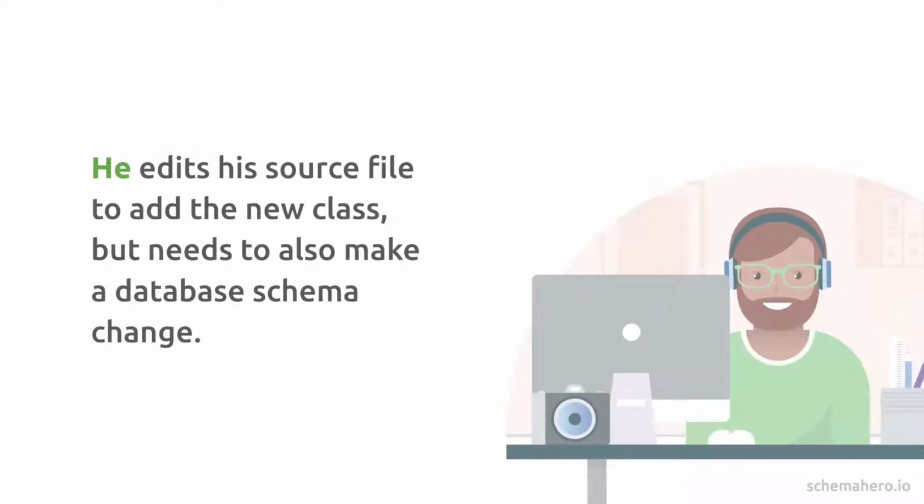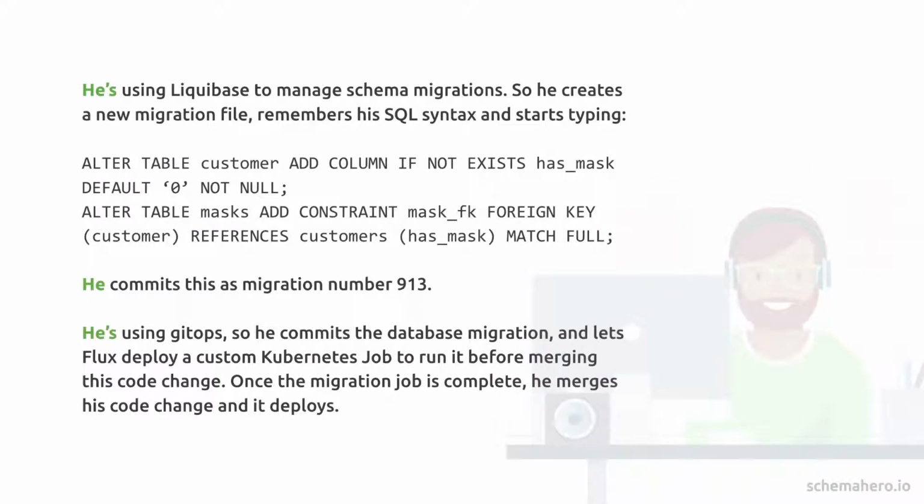Our Java developer edits the source file of the Java class, but he also needs to make that database schema change separately. He's using Liquibase to manage those schema migrations. So he goes ahead and creates a new migration. This one's number 913 because it's a relatively mature project.